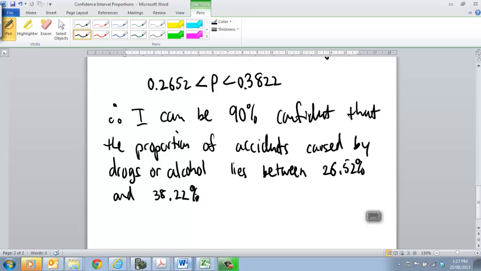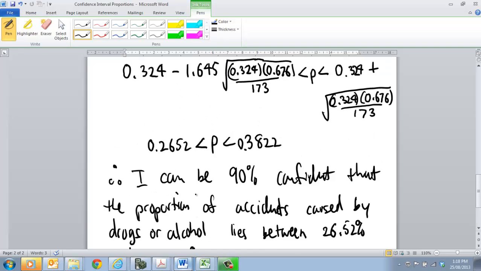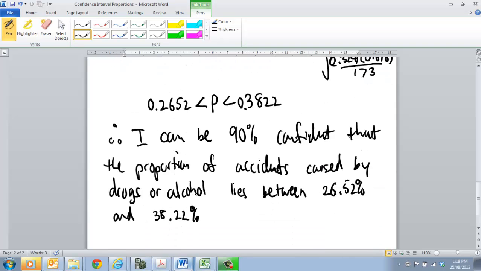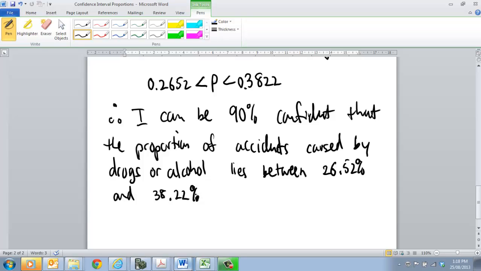Looking at your confidence level, obviously if my confidence level increases, then that range of percentages is going to increase. So I can be 90% confident that the proportion of accidents caused by drugs or alcohol lies somewhere between 26.52% and 38.22%. That's the sort of question that you'll need to answer using proportion. Whether it's a proportion or a mean value, you use your calculator, you write it into the formula, and then you write down your answer. Okay, so it's pretty simple. Have a go at those questions in that exercise, and catch up with me if you need some help.